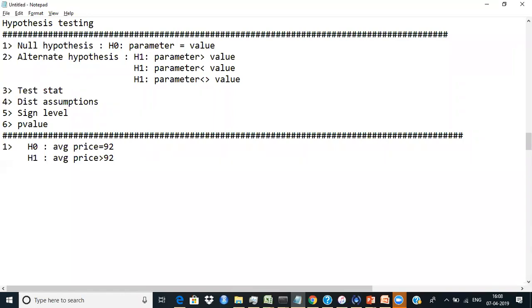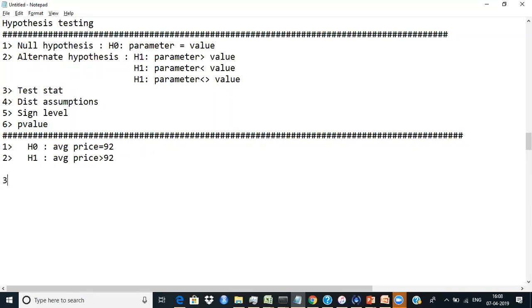Right? Because you have to understand what their interest is. A government would always want the petrol prices to be lower than expected, or at least equal to what they expect, not higher. Make sense? Okay. So the alternate here, which is the second component, is average price greater than 92.